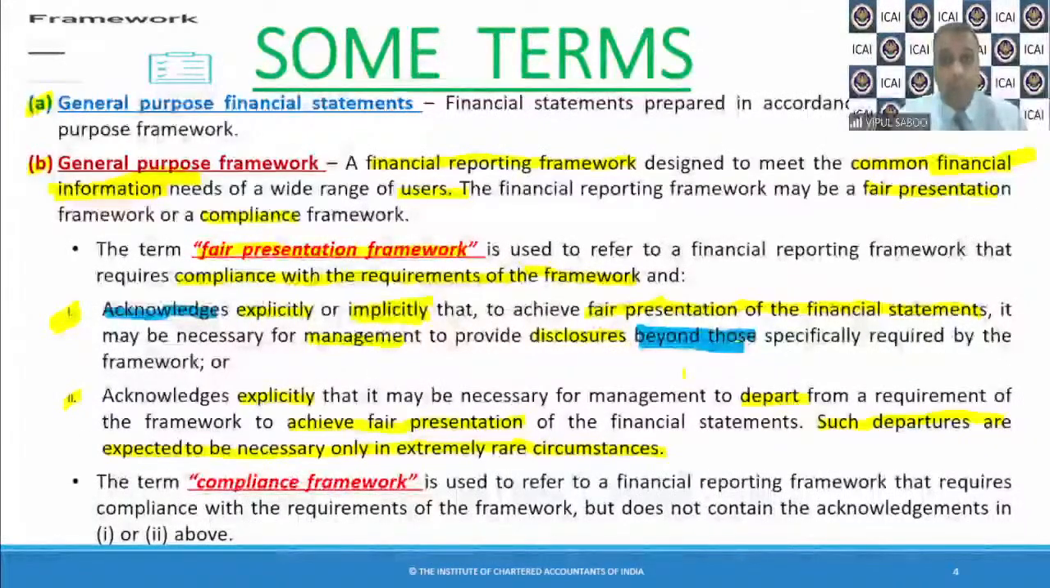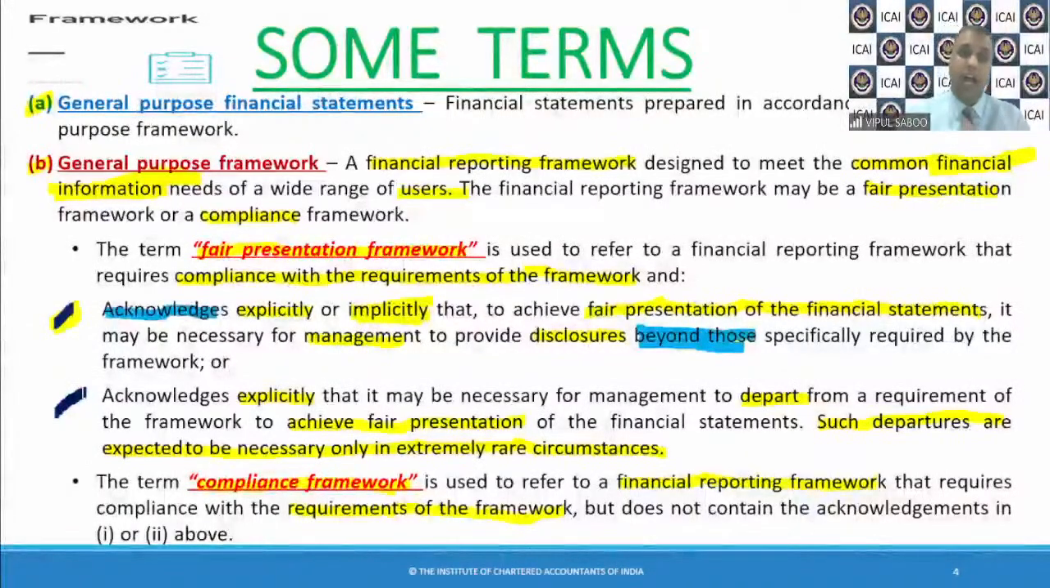So fair presentation framework is all about true and fair view. So general purpose framework gives us fair presentation framework, and now compliance framework. It is that financial reporting framework that requires compliance with the requirements of the framework, but these two are not covered. What we have covered above, these two are not covered. Just comply with the fair presentation framework. Whatever be the guidelines of that framework, just comply with it.